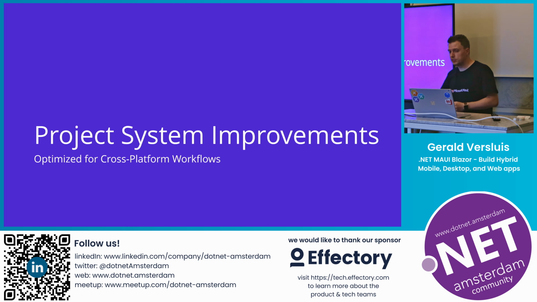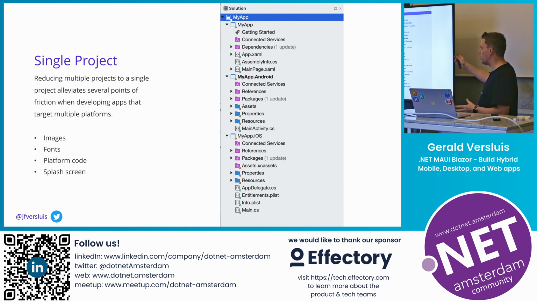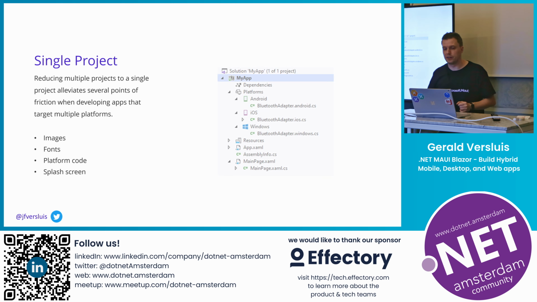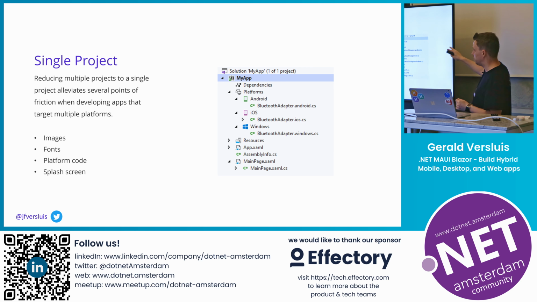So new project system, everything is single project now. If you have been working with Xamarin Forms, this is your typical setup. A couple of projects here, the iOS, Android, and then your shared project. Now we smash that all together and we just have that single project with the different folders for the platform-specific code. You can share your images, your fonts, your platform code. It's all just there. You can very easily create a splash screen now. We have all kinds of tricks for that to make that way easier.